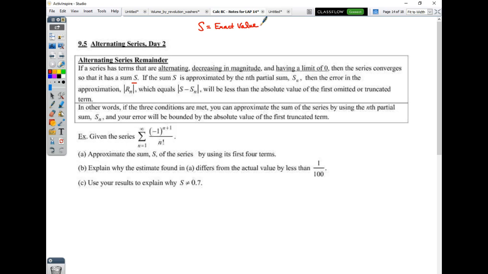Let's say I approximate the sum. I find what would be called its partial sum, S of n. This is an approximate value using n terms. And we've done some partial sum stuff before. If I say S of 10, we're talking about the partial sum of the series using the first 10 terms of that series. All right?